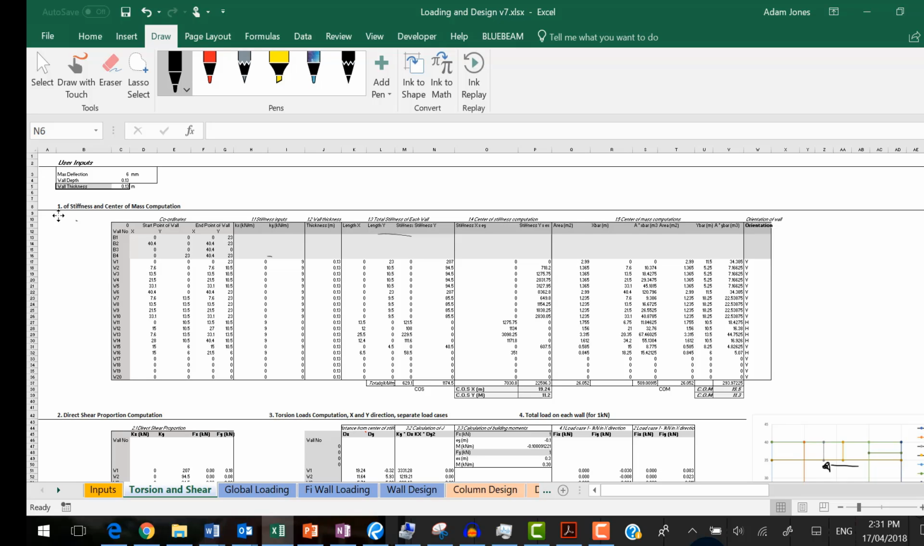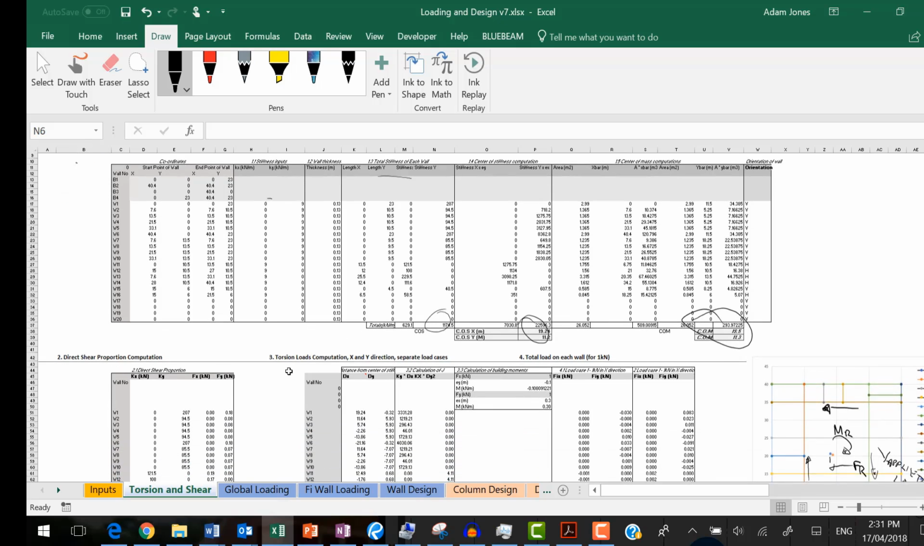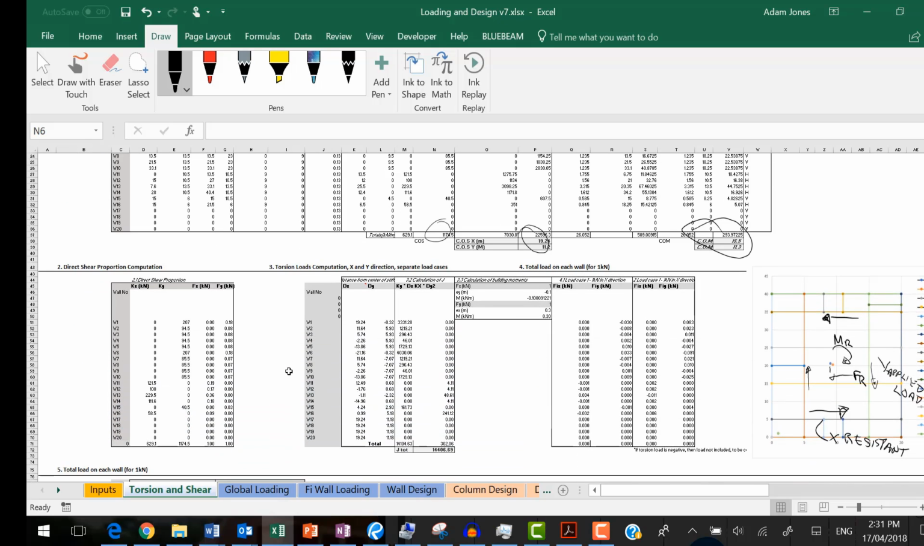The total stiffness of each wall is inputted here, then divided by the total stiffness of all the walls combined to get the centre of stiffness of the building. And then you get the area times the distance and so forth to get the centre of mass of the building. So then that can calculate the amount of torsion that's actually happening. So for the direct shear, again, it's just, as you said, the individual divided by the total stiffness to get the proportion of each.